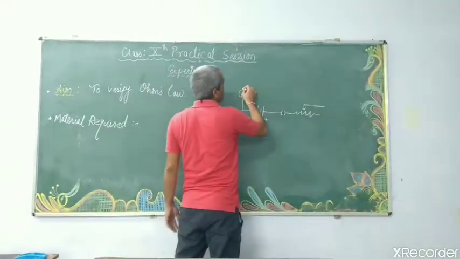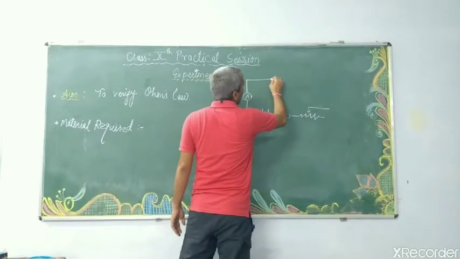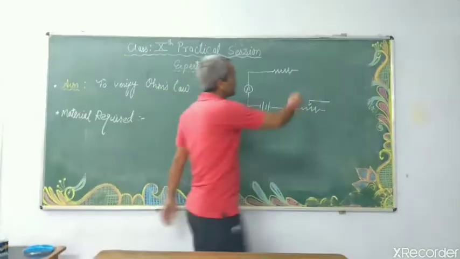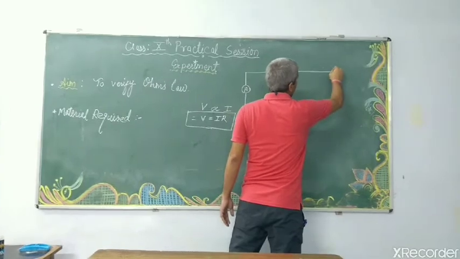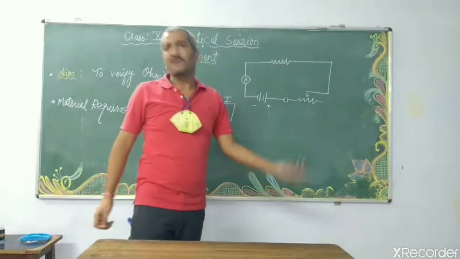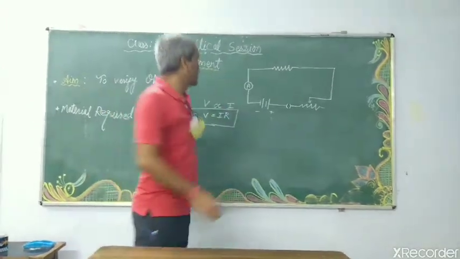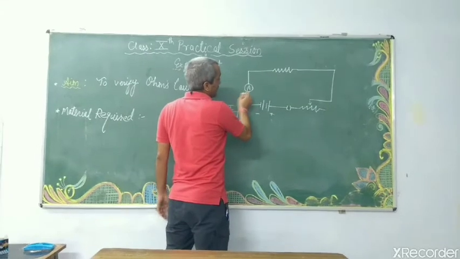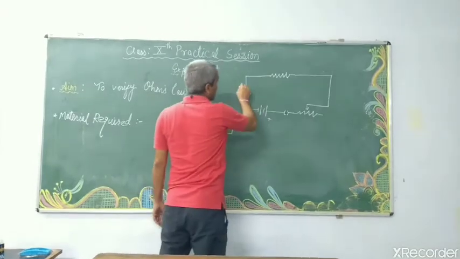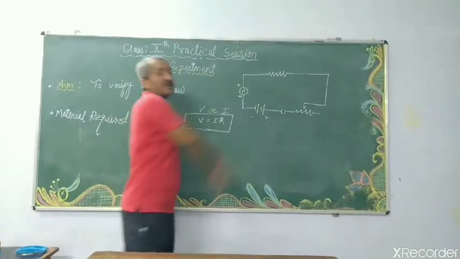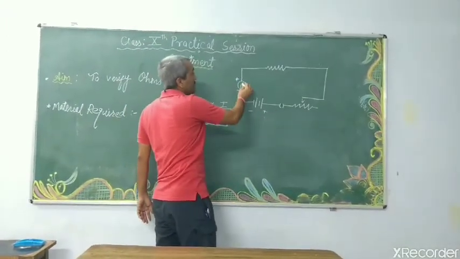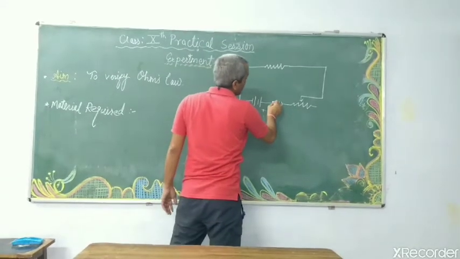You know the ammeter is always connected in series. In any circuit the ammeter will be connected in series, and we take a load, meaning a resistance, here like this. So see, this is the simple circuit which is used to verify Ohm's law. In this circuit, the negative terminal of the ammeter is connected to the negative, and the positive terminal of the battery will be connected to the positive terminal of the ammeter. Got it?